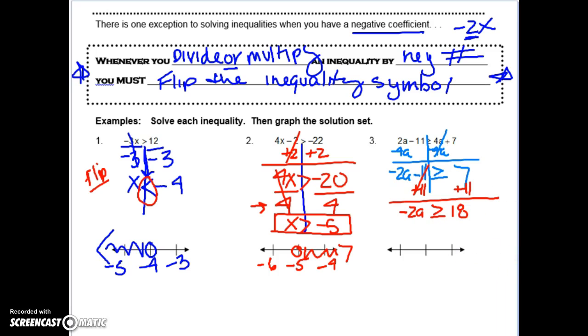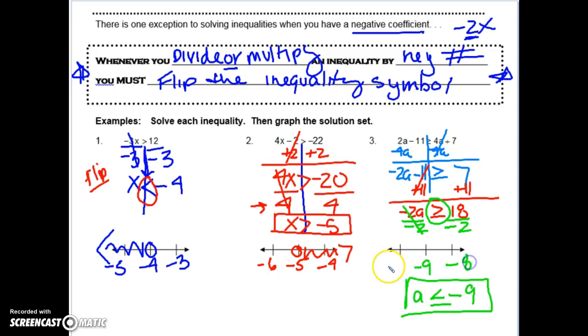Last step, in order to get a by itself, I'm going to divide both sides by a -2. So think of what I just did. Alarm should go off in my head. I'm dividing by a negative. So my answer is going to be a, I have -9, and since I divided by a negative, I'm going to flip this guy around. So a is now less than or equal to negative 9. I'm going to graph it. And I'm going to have a closed circle this time, shading this way.